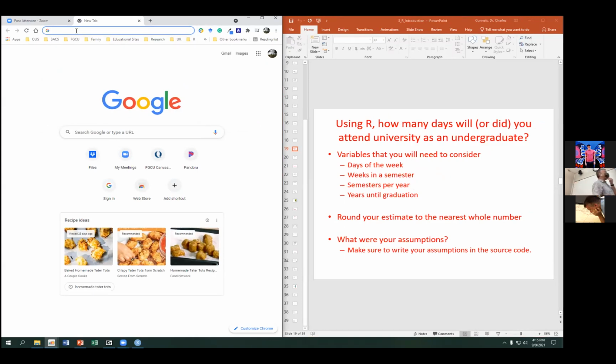Oh, by the way, I want to be very clear about this. This should be as accurate an answer as you can come up with. It is the generalized undergraduate student.